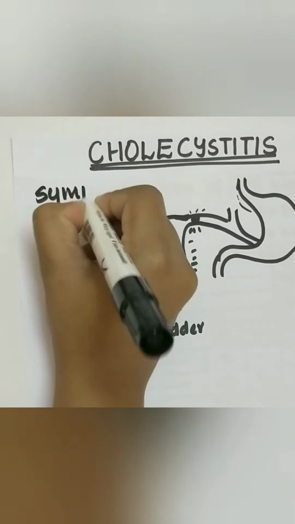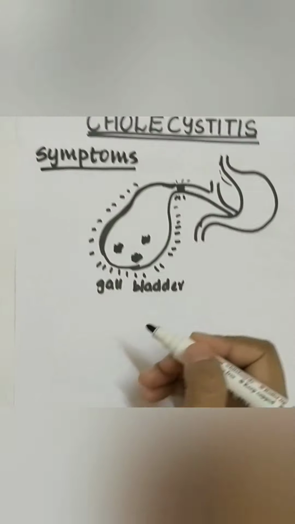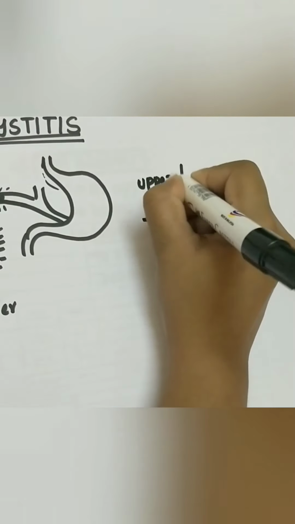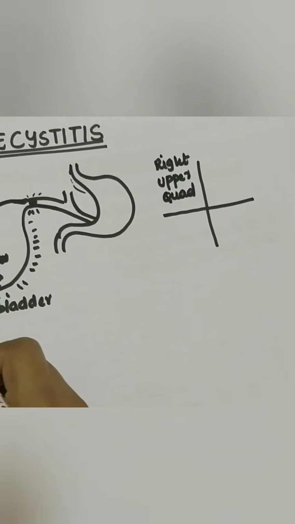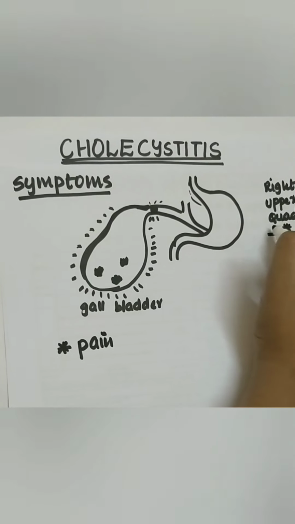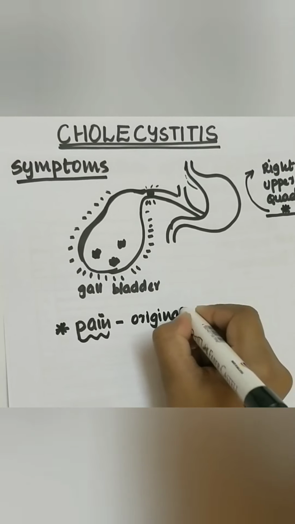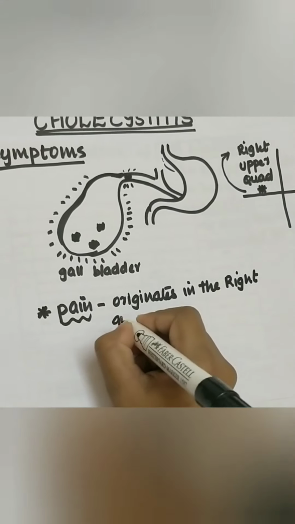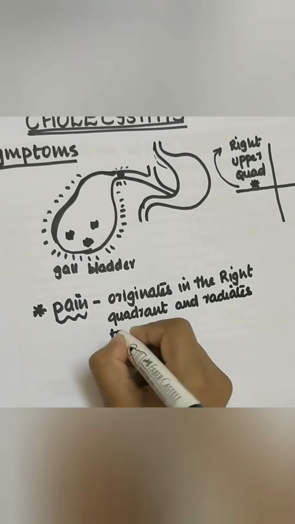Now we will see the symptoms of cholecystitis. As you know, the gallbladder is situated in the right upper quadrant. And the first symptom of cholecystitis is pain. The pain originates in the right upper quadrant and radiates to the scapula.